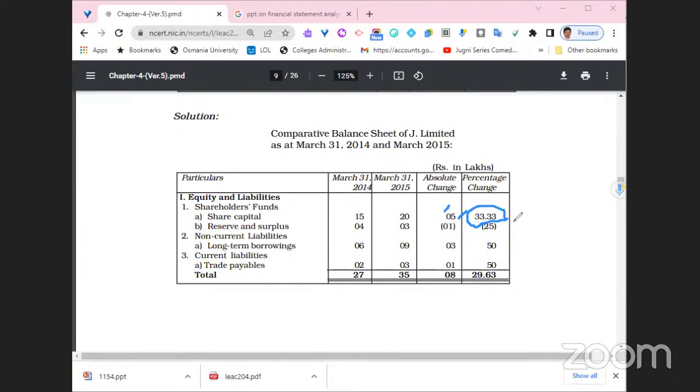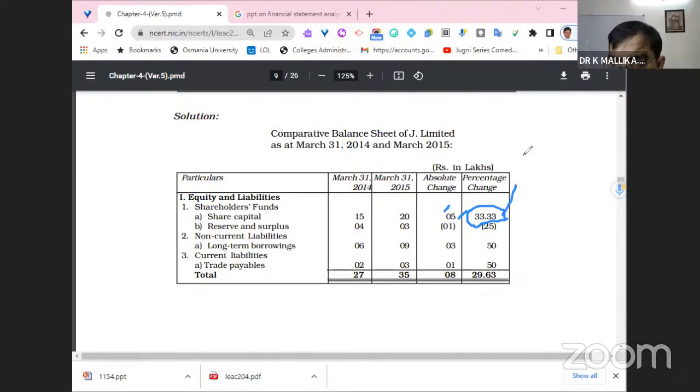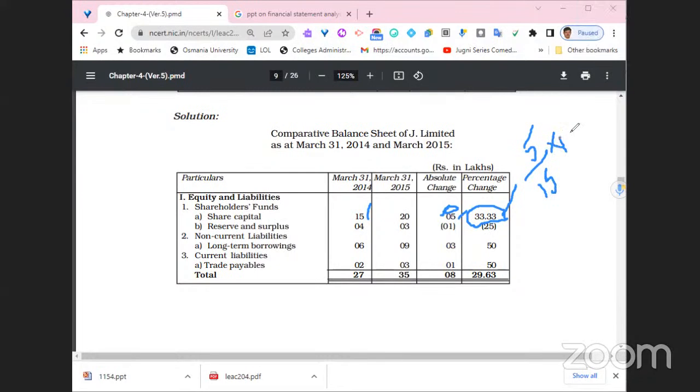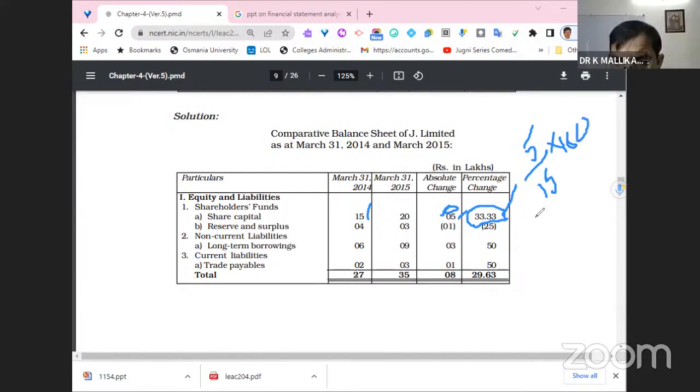ఒక వాల్యూ వస్తుంది, ఆ వాల్యూ డివైడ్ ఇంటూ 100 చేస్తే మనకి పర్సెంటేజ్ వస్తుంది. సో ఎట్లా వచ్చింది 33% అంటే 5 by A5, ఇది E5. E5 divided by 15 into 100. Yes, sir. 5 divided by 15 into 100. 5 by 15 అంటే 1 by 3 into 100.